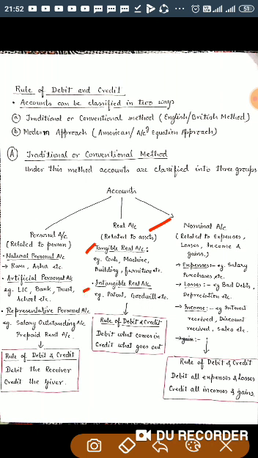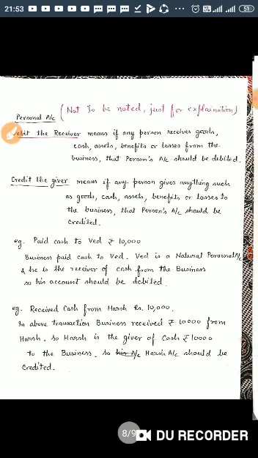Tangible real account means those assets which can be seen and touched, or which have physical existence, for example cash, machine, building, furniture, etc. Intangible real account means those which do not have any physical existence, for example patent, goodwill, copyrights. So the rule for real account is debit what comes in and credit what goes out. What does it mean? I will explain.